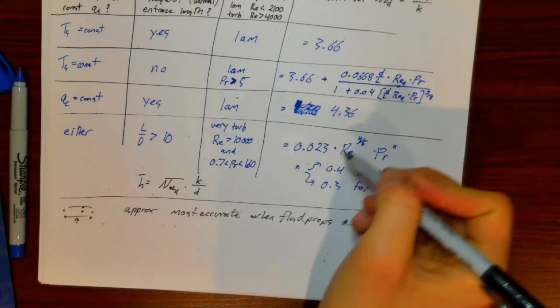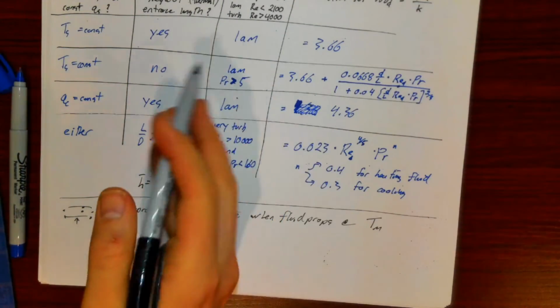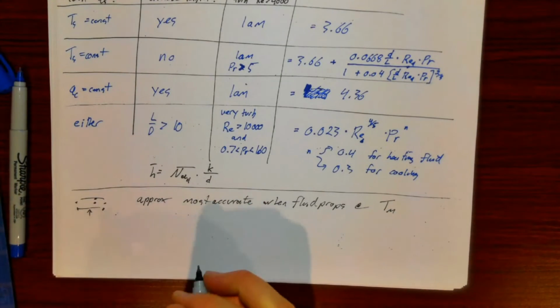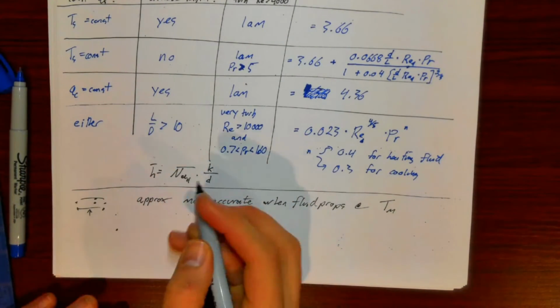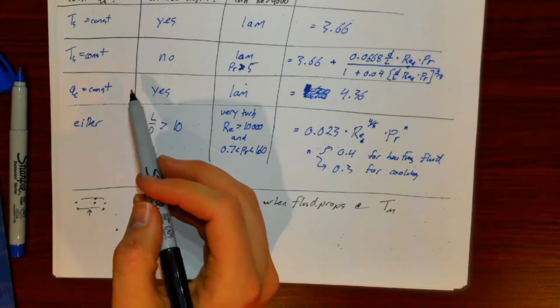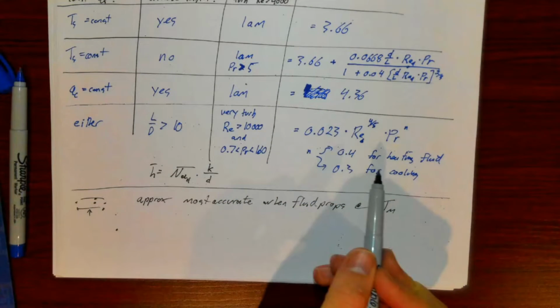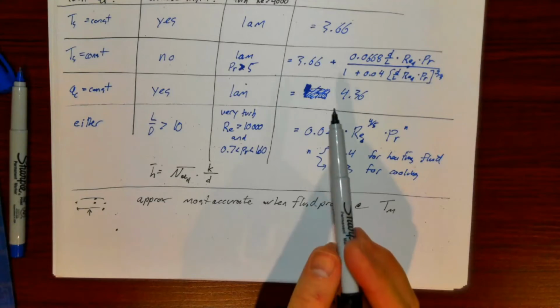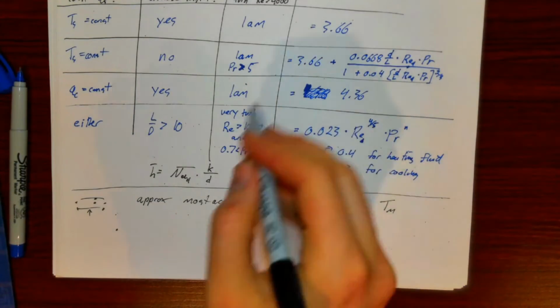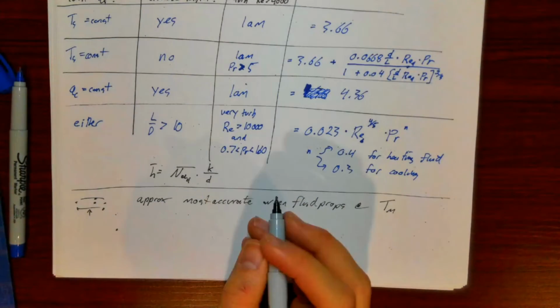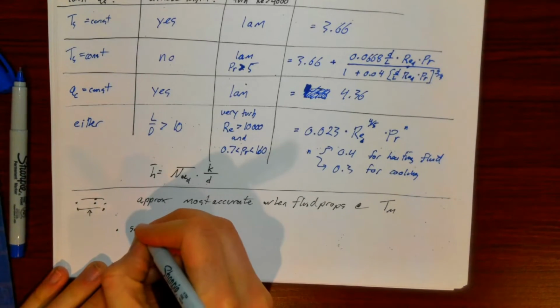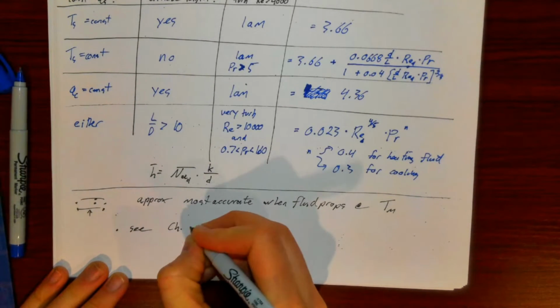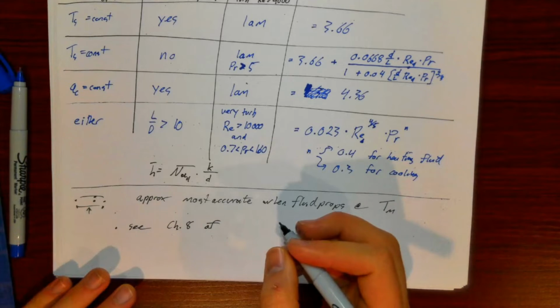Here I've given you four equations which are going to cover a lot of your flows. If you ever encounter a flow that isn't one of these, or you want some formulas that are more complicated but perhaps a little bit more accurate than some of these approximations right here, see chapter 8 of Incropera and DeWitt's.